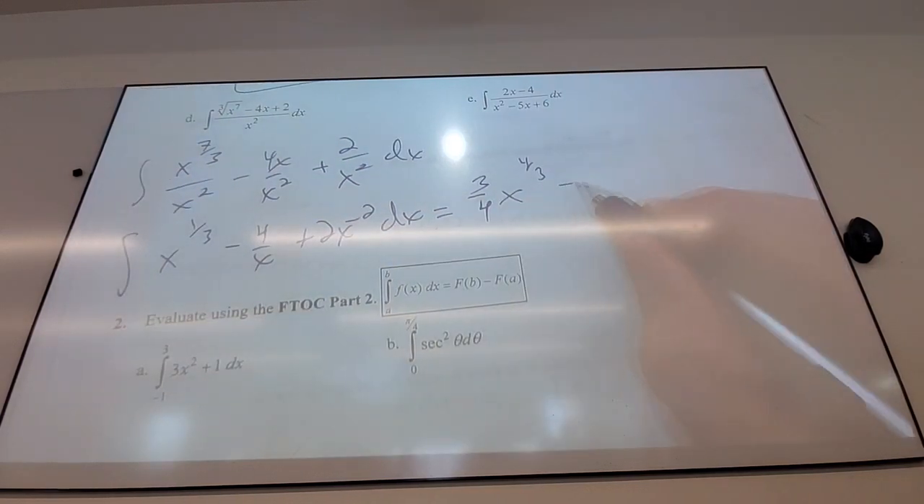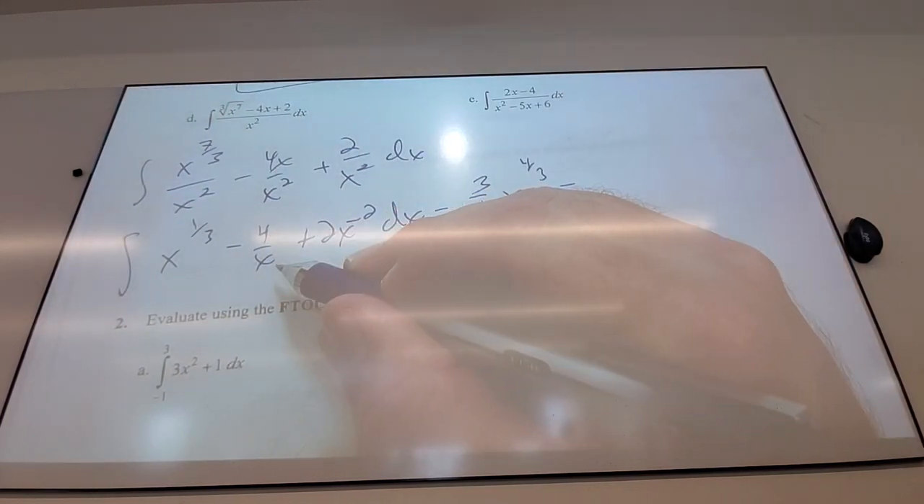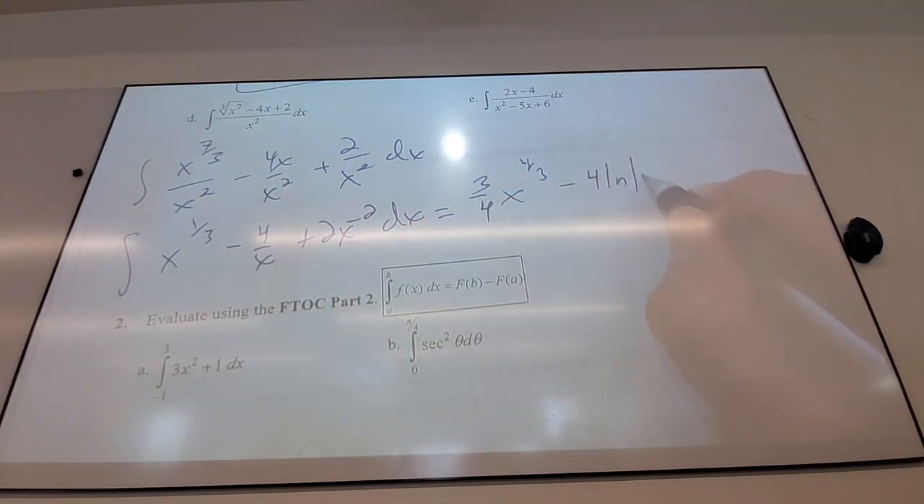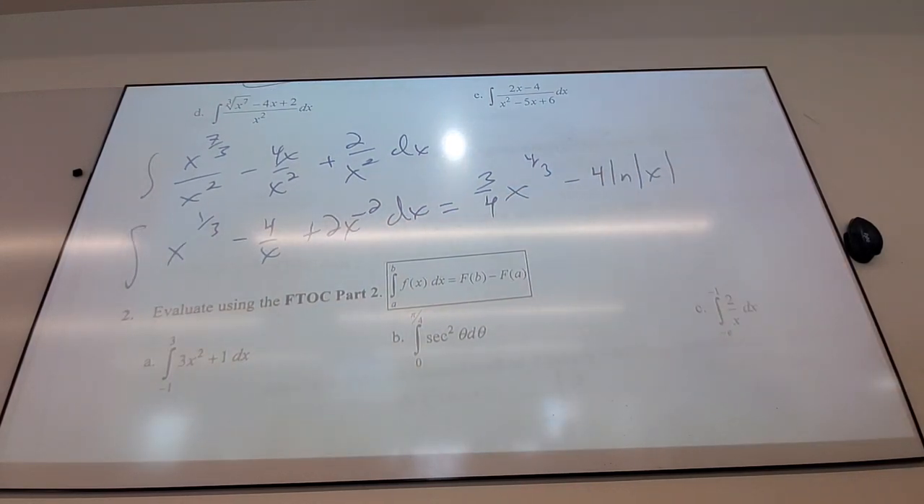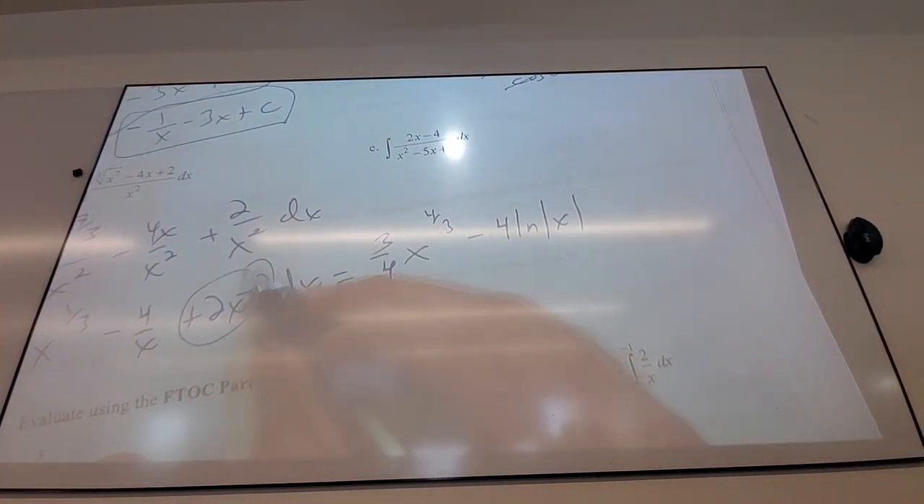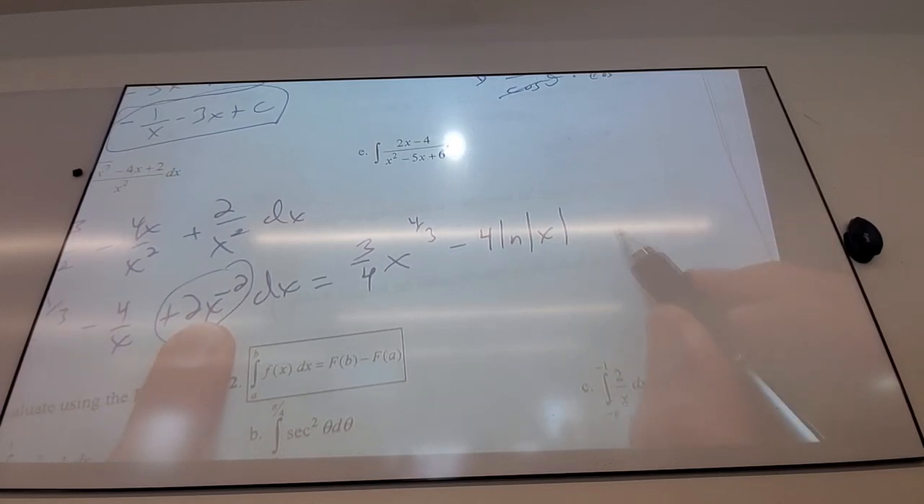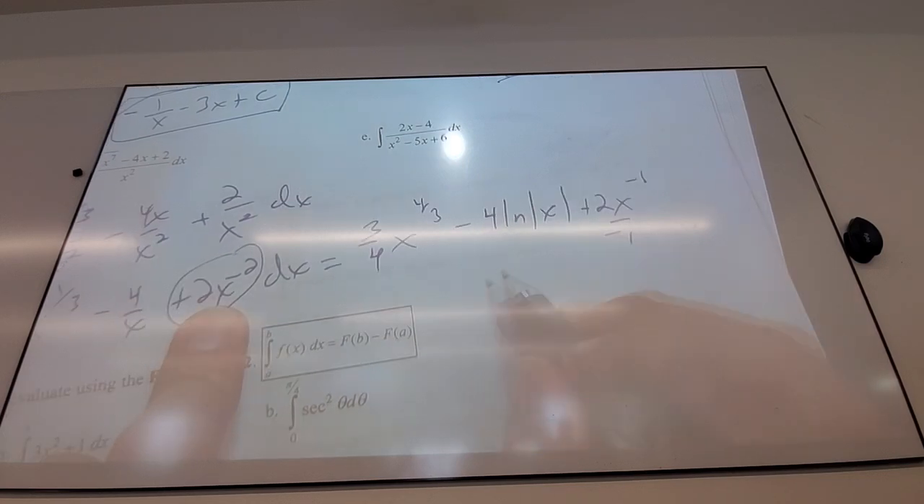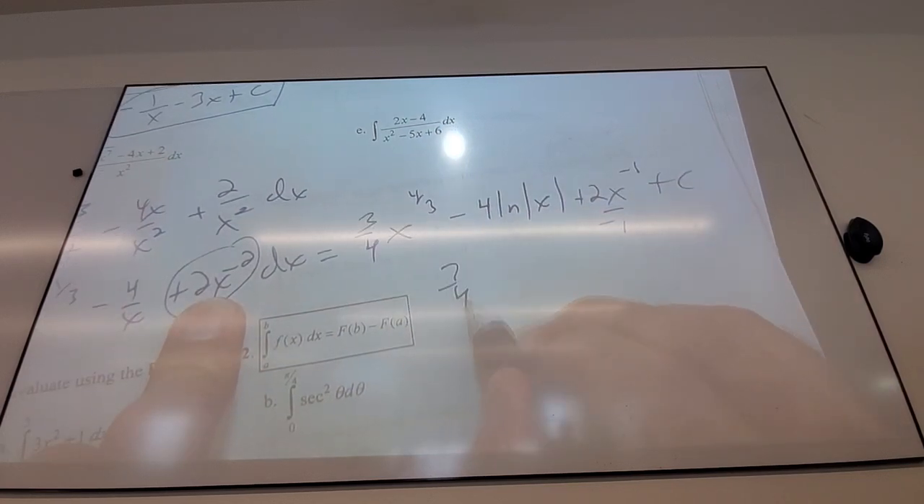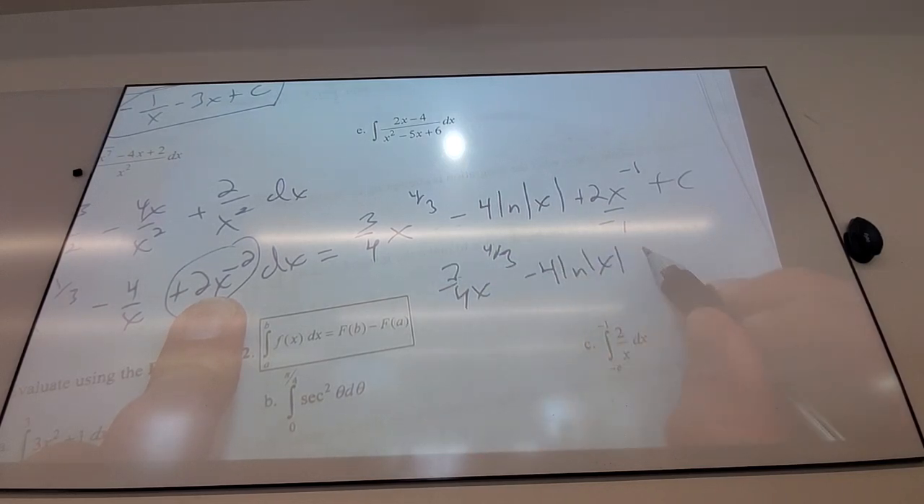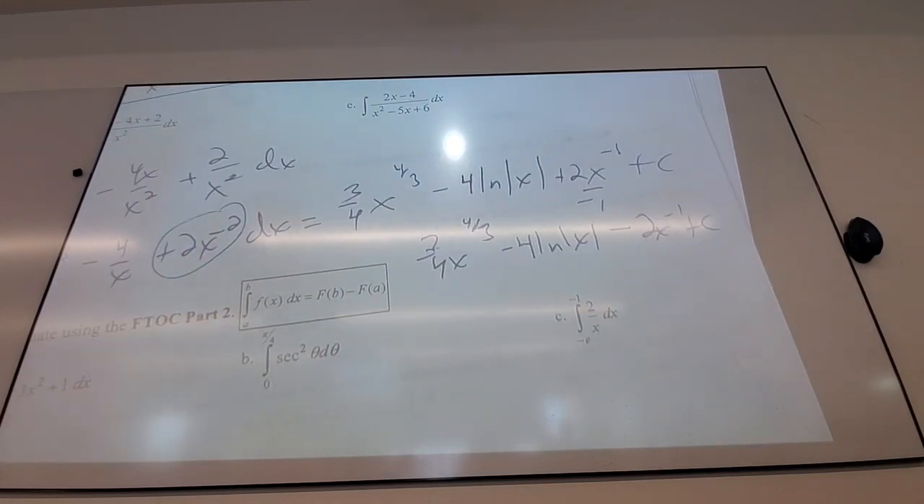Okay, and then what's the integral of 4 over x? 4 ln absolute value of x. Look at that. And there's a little side note there. Let me finish this up and then I'll talk about the side note. And then what would this become? What would the new power be? Yeah, -1 divided by -1. Yes, and the 2 comes to the right, so then this would become plus c. It would become 3/4 x to the 4/3 minus 4 ln x minus 2x to the -1 plus c. That's a nice way to write it.